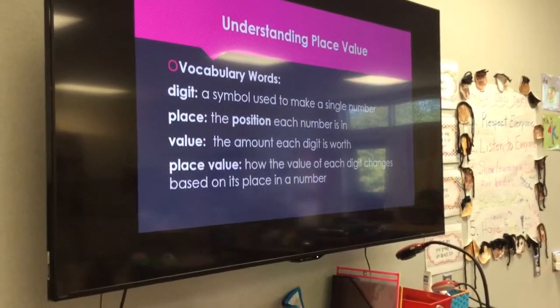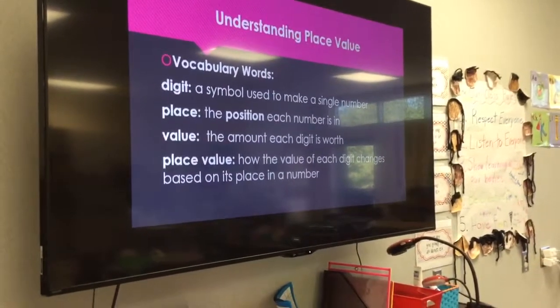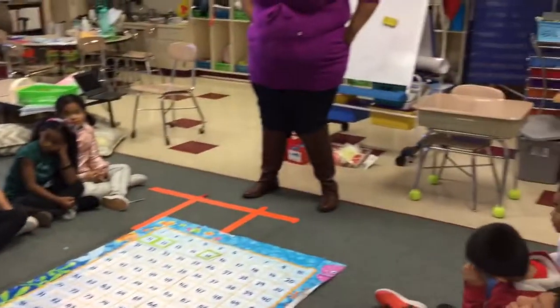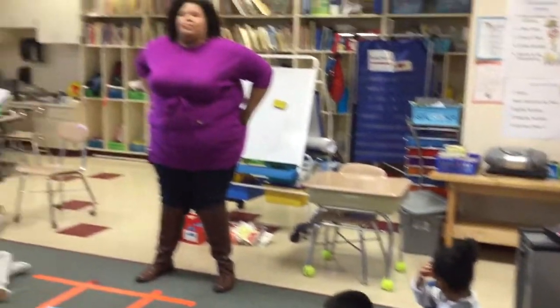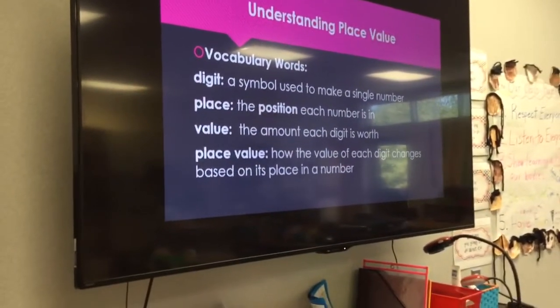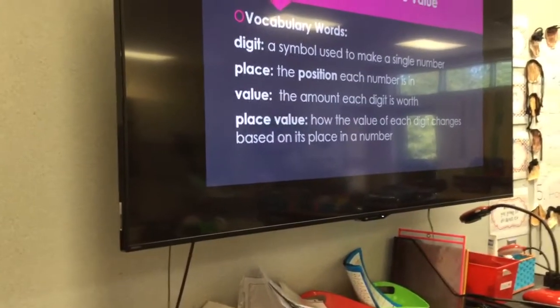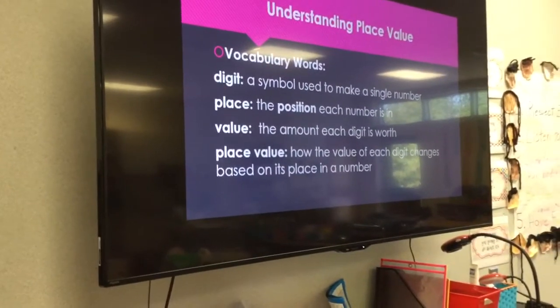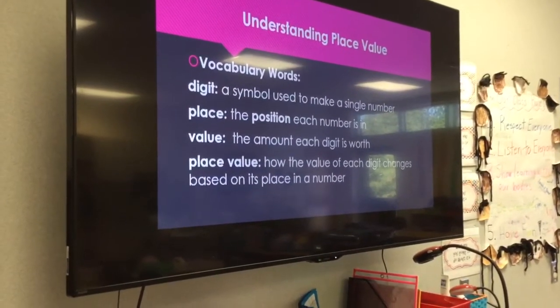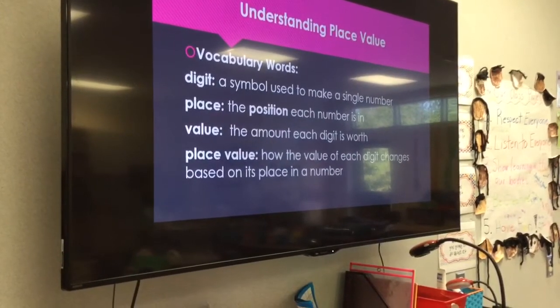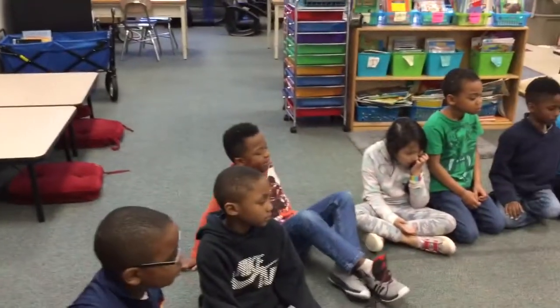All right? And let's talk about the word place. Everybody say place. Place is the position each number is in. Can you say that? What's our third word up there? Value. Very good. The value is the amount each digit is worth. Can you say that? And then place value is how the value of each digit changes based on its place in a number. So we're going to be talking about those things today as we talk about place value.